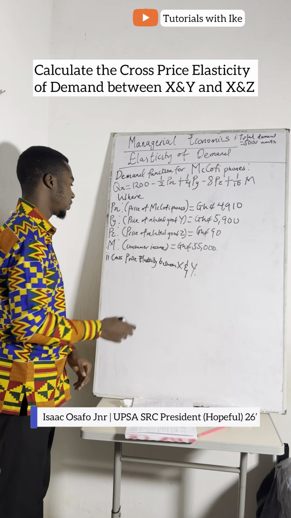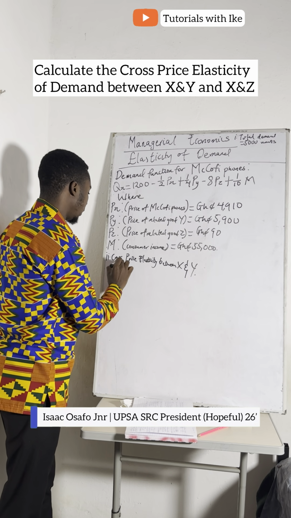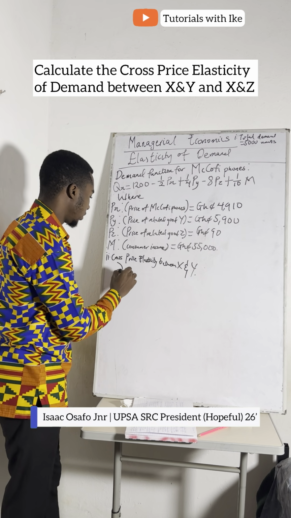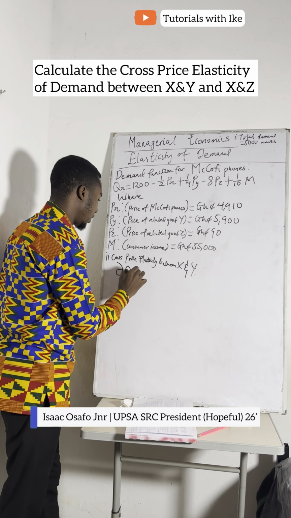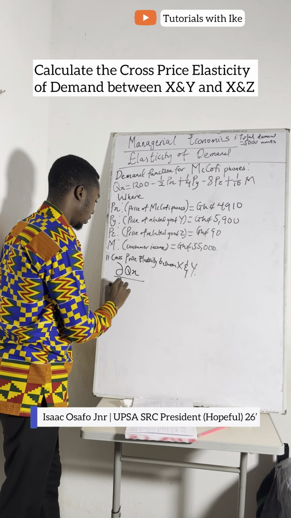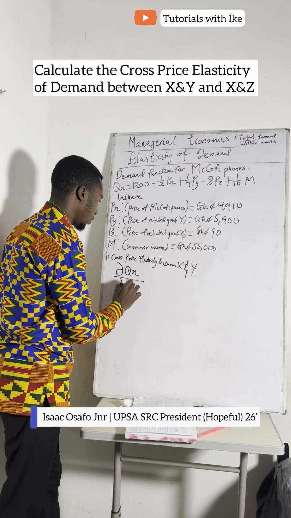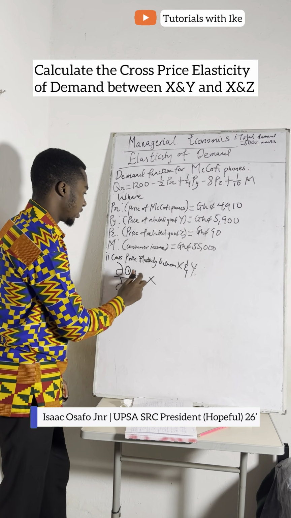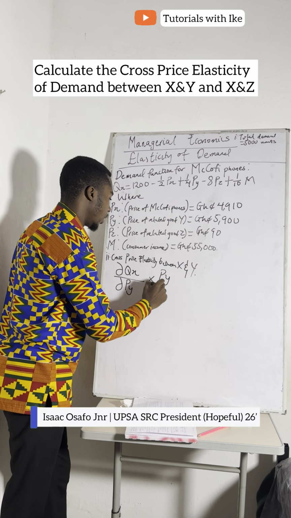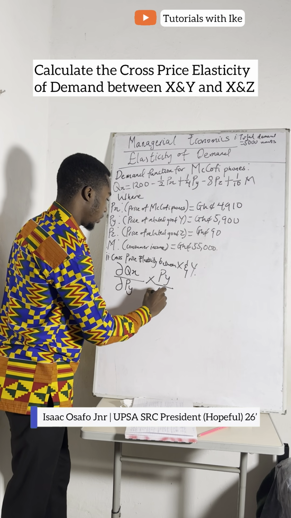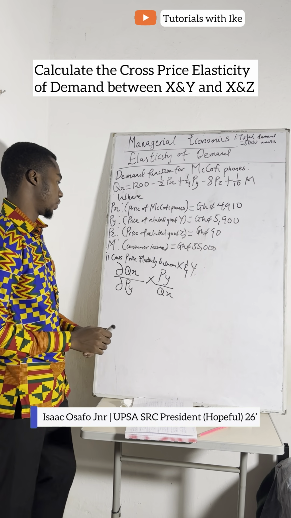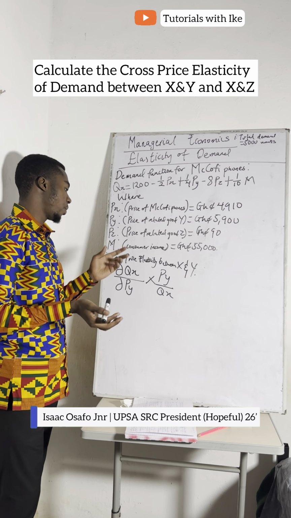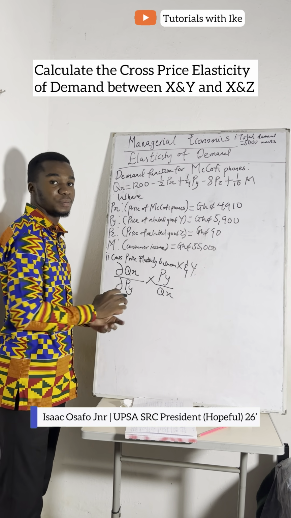And the formula for the cross price elasticity between X and Y is, you have this sign. We call it del. So del, the quantity of X over del, the price of Y, times, then it's going diagonally. So this one is the price of Y, then over here is the quantity of X. Do you get it? So now if you're asked to find the cross price elasticity, don't forget, you're always comparing the price of one product and the quantity of another product.